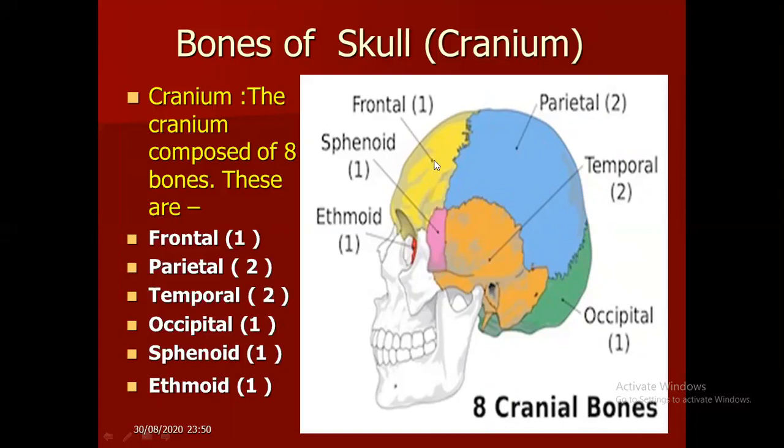So frontal means the forehead bone, its number is 1. Parietal, the middle part of the cranium, is called parietal. Then occipital, then temporal. The ear side bone is called temporal. Its number is 2. So the total number is 8.